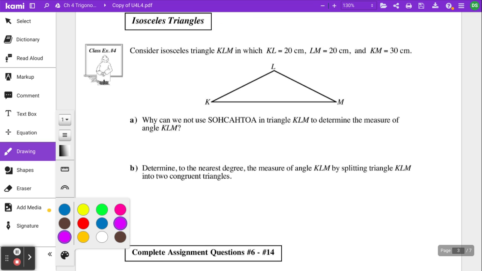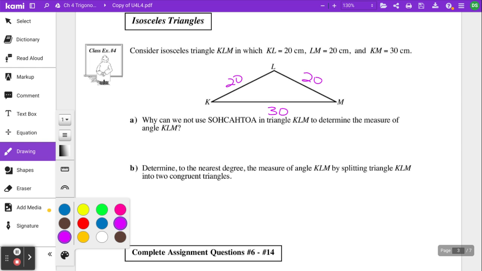Here's an isosceles triangle. Let's consider that. KL is 20, right below. LM is 20, and K to M is 30. Okay, you do not have a right triangle in that scenario right now. We cannot use SOH CAH TOA because where's your hypotenuse? We don't know. The hypotenuse has to be across from 90 degrees. If I don't have a 90, I don't have a hypotenuse. Do you understand that? Okay. So, we can't use it.